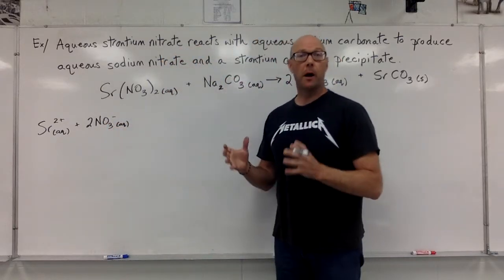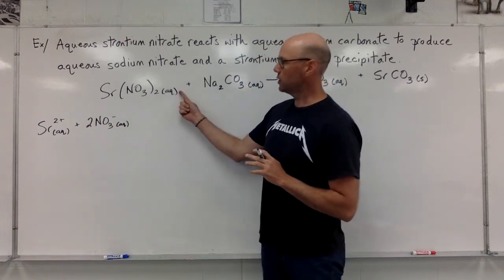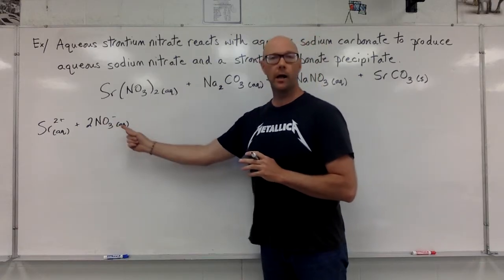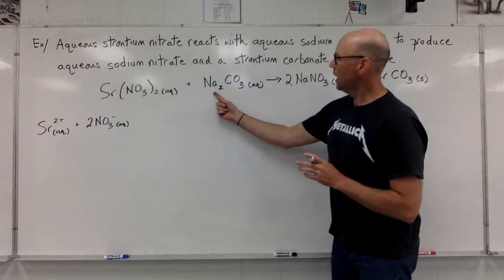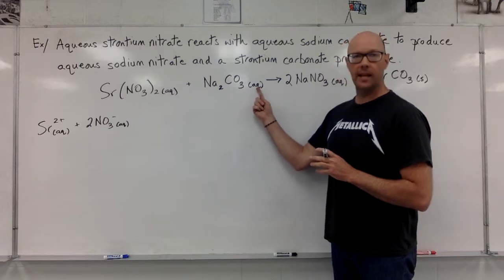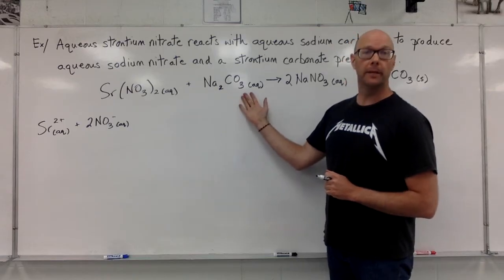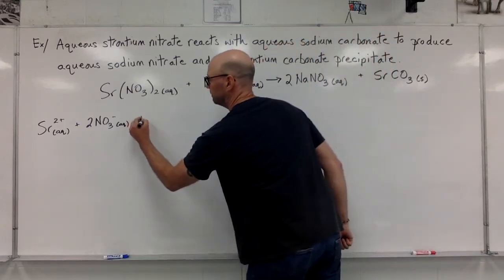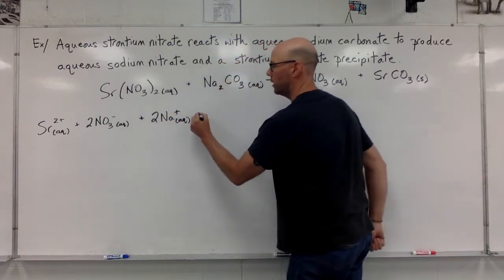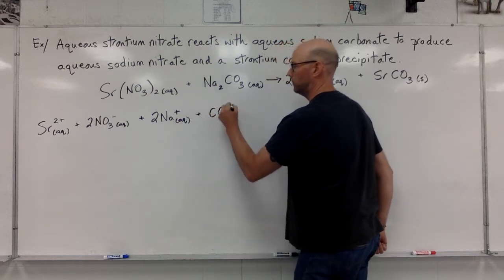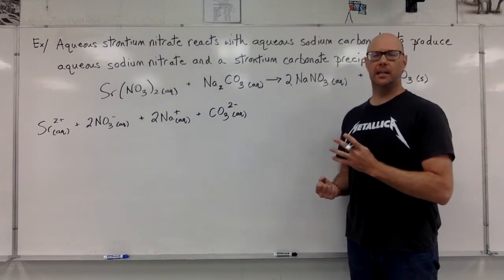nitrate ions. I need to be very careful with my notation. If something is charged, I must show the charge. Because the original compound was aqueous, the ions that are the product of its dissociation are likewise aqueous. I have Na2CO3, it's aqueous, separating into its ions. How many sodiums are there? How many carbonates are there? Two sodium ions and a carbonate ion, which is 2 minus, all of that aqueous.